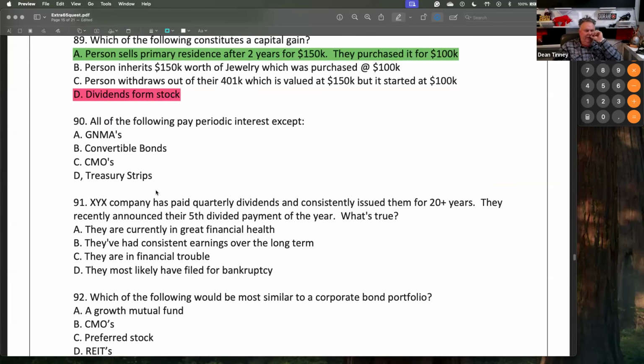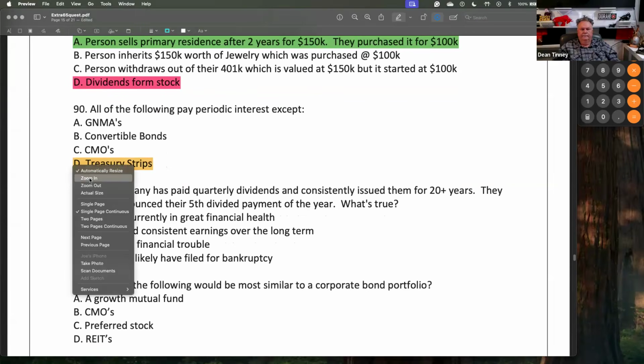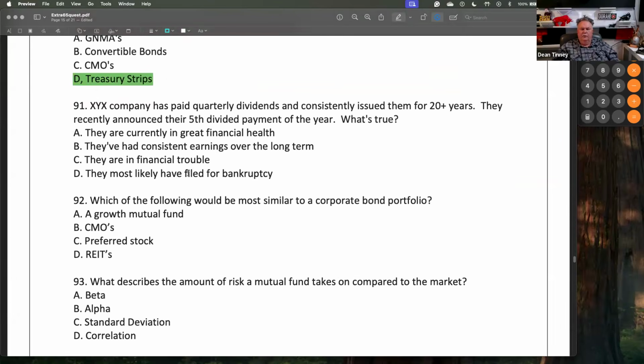All the following pay periodic interest except. Strips do not pay periodic interest. Perfect. Excellent. Excellent. XYZ has paid quarterly dividends for 20 plus years. Woohoo! They recently announced their fifth dividend payment for the year. What's true?